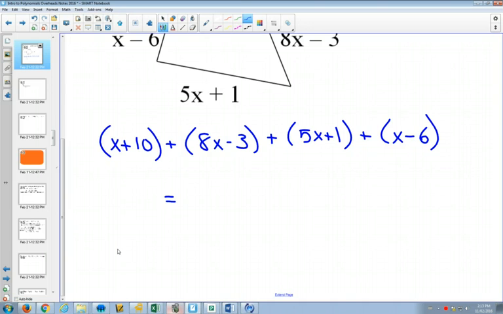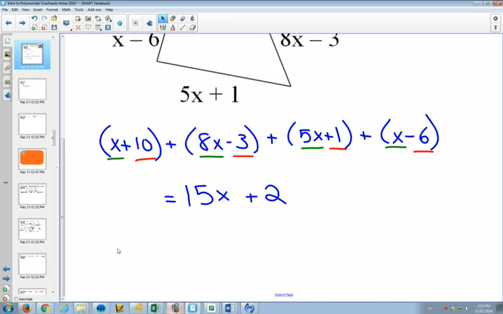So you go clockwise around always? Doesn't matter which way. No, you could add them up in any order. How many x's are there going to be once you add it all up? So that is a simplified expression for the perimeter.